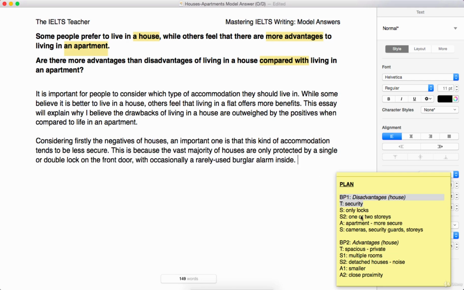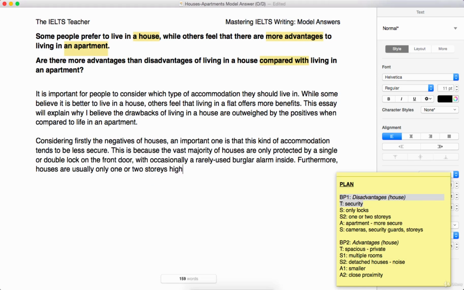Now, my plan says we've got a little bit more to say. It's like an additional point, so we're going to write a furthermore. And we're talking about stories. So houses are usually, and in an essay like this, you need lots of frequency adverbs. Tend to, often, usually, normally. Make sure you have a good backup of these frequency adverbs because you don't want to repeat yourself if you can avoid it. So usually only one or two stories high.